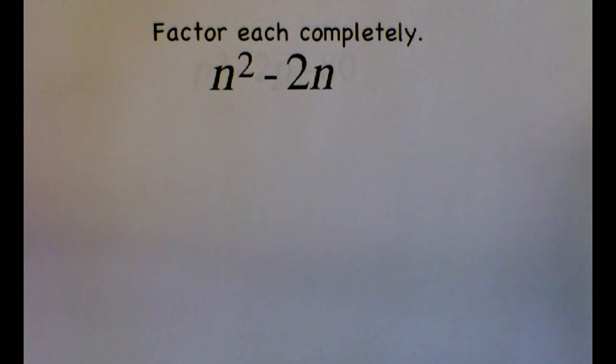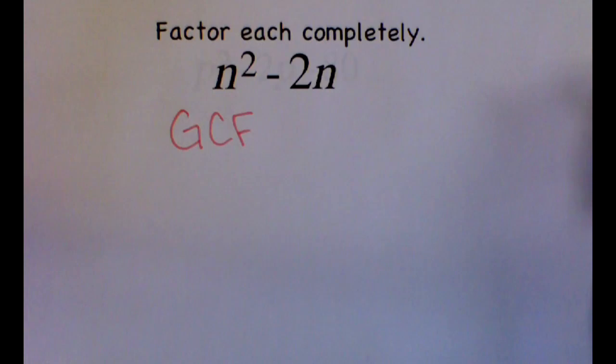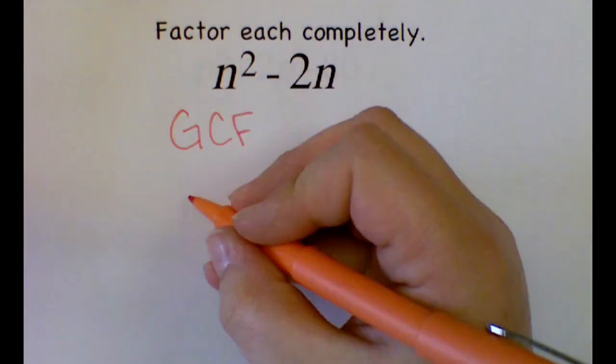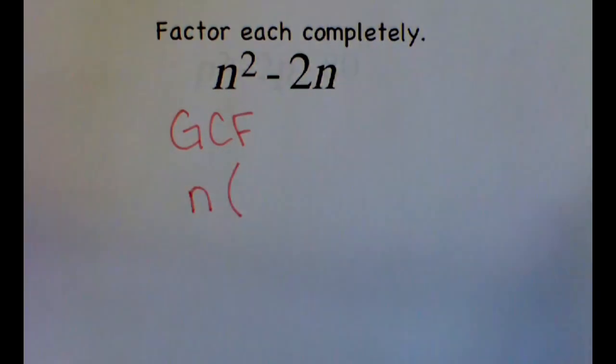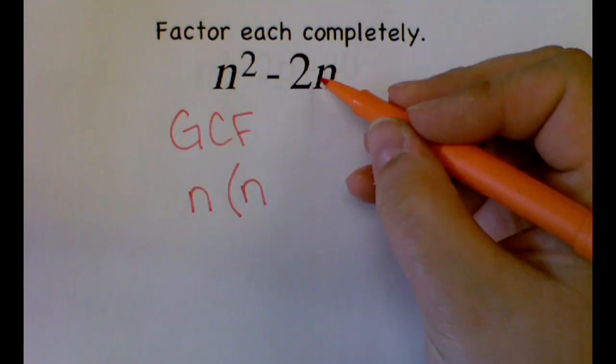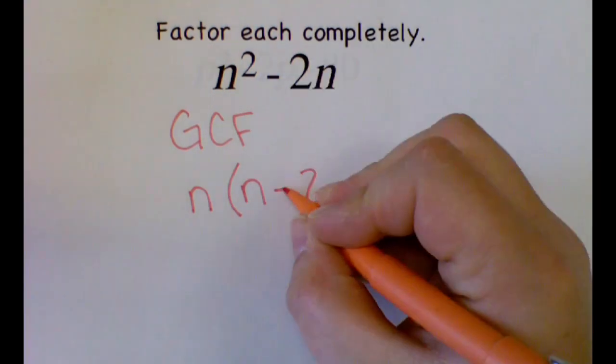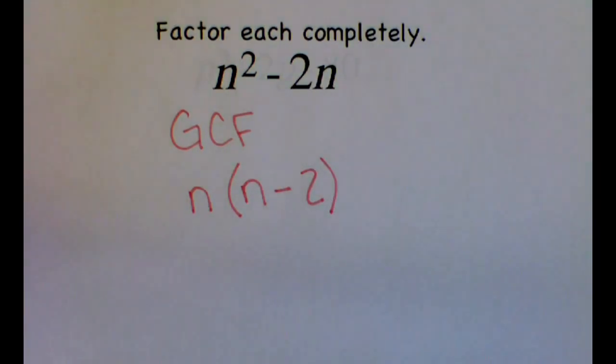This time, remember that we always start with a GCF, the greatest common factor. What can go into both of these terms? N can. If I take an n out of n squared, I'm left with n. If I take an n out of 2n, I'm left with a 2. That minus stays there in the middle, and there's my factored version.